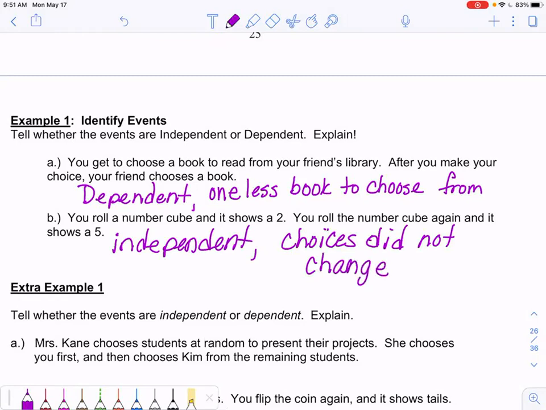So just because I got a 2 the first time doesn't force my die to then be a 5. I'm just rolling one die, and I'm going to roll that same die again and again and again, and I still have 1 through 6 to choose from.